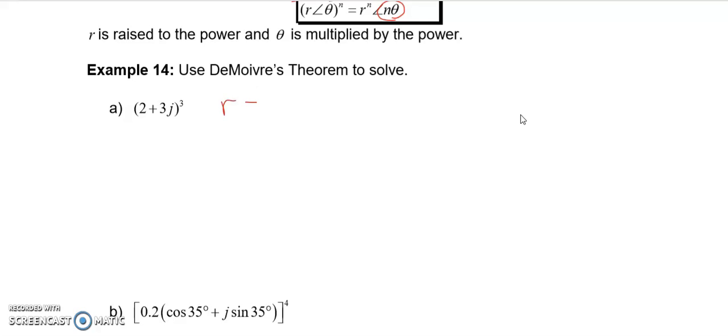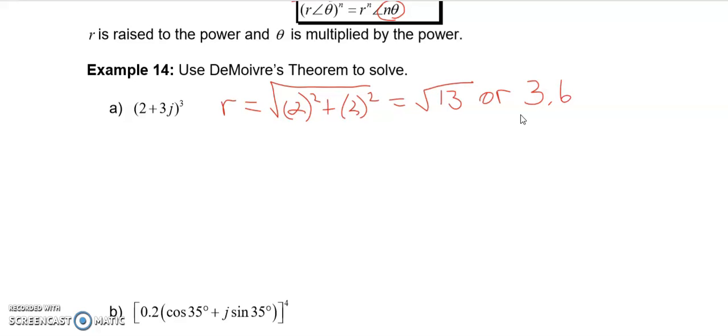We have to get our r. That would be the square root of a squared plus b squared, which in our case is 2 squared plus 3 squared. So that's 4 and 9, which is the square root of 13. You could leave it as the square root of 13 if you wanted to. That would be the exact form. But if you didn't, it would be approximately 3.61. Notice I'm using 2 decimal places.